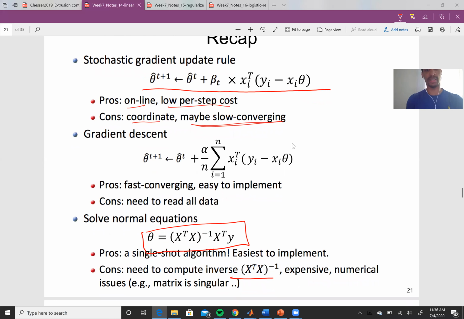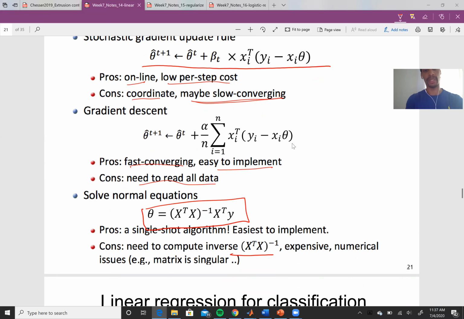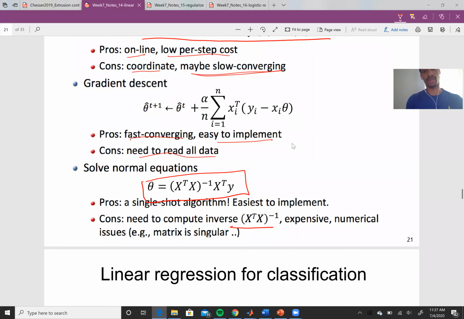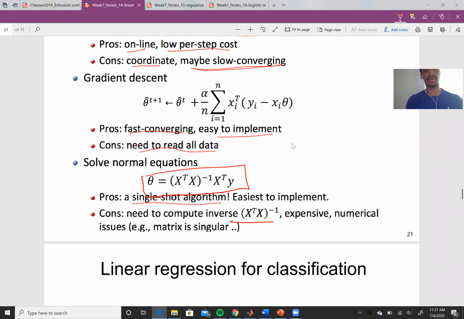Then gradient descent: fast converging, easy to implement. But the cons are you need to kind of read all the data. I guess that's the difference between the stochastic and the full gradient descent. The normal equations, or the pseudo inverse form, is a single shot algorithm, so it's closed form. You just compute it, and it's done.